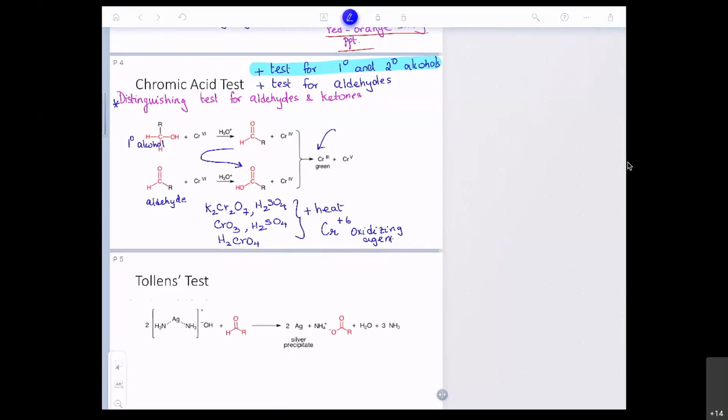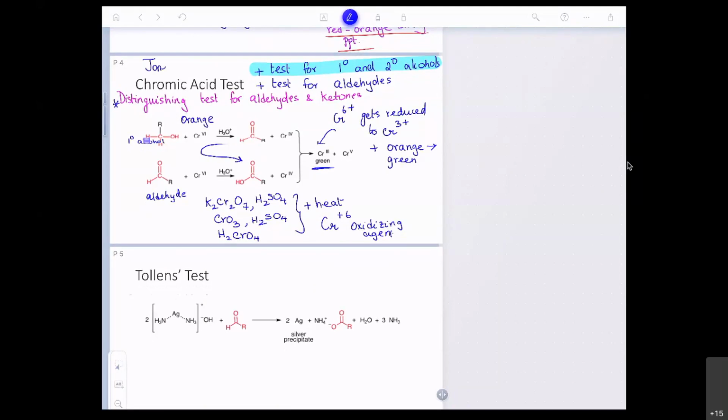So chromium 6+ gets reduced to chromium 3+. The color of chromium 6+ is orange. The chromium 3+ is green. So the positive test is the change from orange to green. This reaction is also called the Jones test.